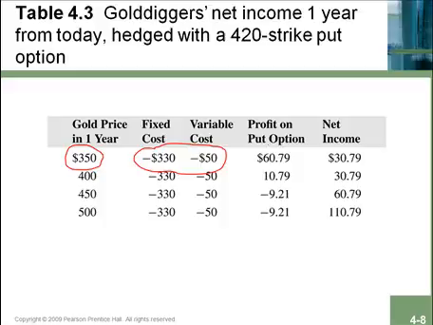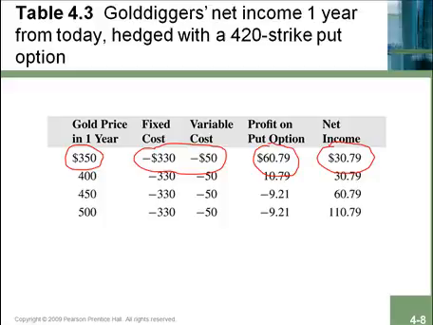How do I know that? Well, because the strike price on the put option is $420 and the spot price of gold is $350. The difference between those two is $70, and in this case the put would be exercised. So $70 minus the $9.21, that's the premium on the option plus the interest that could be earned over the year's time, leaves a profit on the put of $60.79. Add that in to the negative $30 unhedged profit, and you end up with a net income of $30.79.